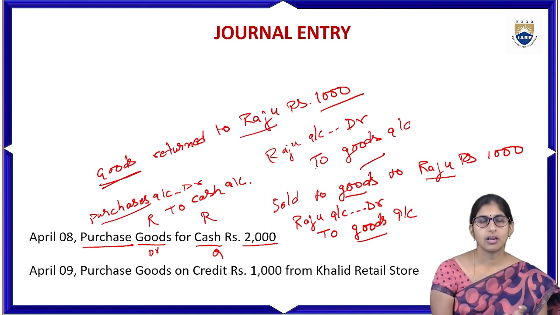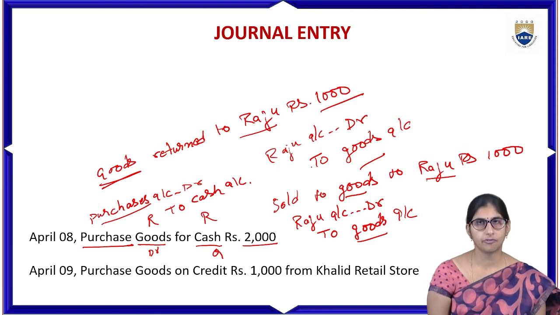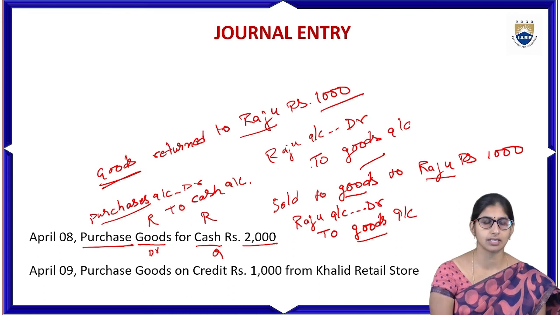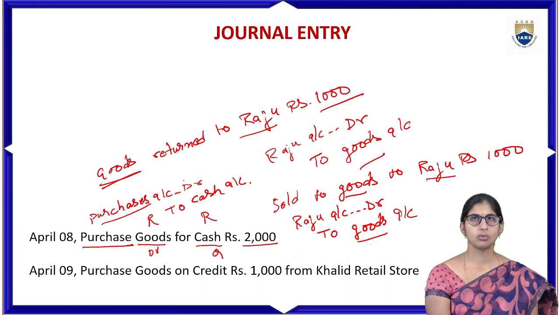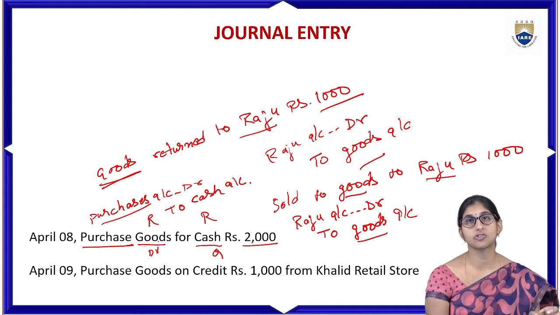So in order to avoid that confusion, what we will write it as? We will write it as purchases. If it is a purchase transaction, I will write it as purchases, instead of goods. So now, to avoid that confusion, whether it is a purchase returns or sales transaction, we are going to write it as purchases if it is a purchase transaction. If it is sales transaction, we are going to write it as sales instead of goods.